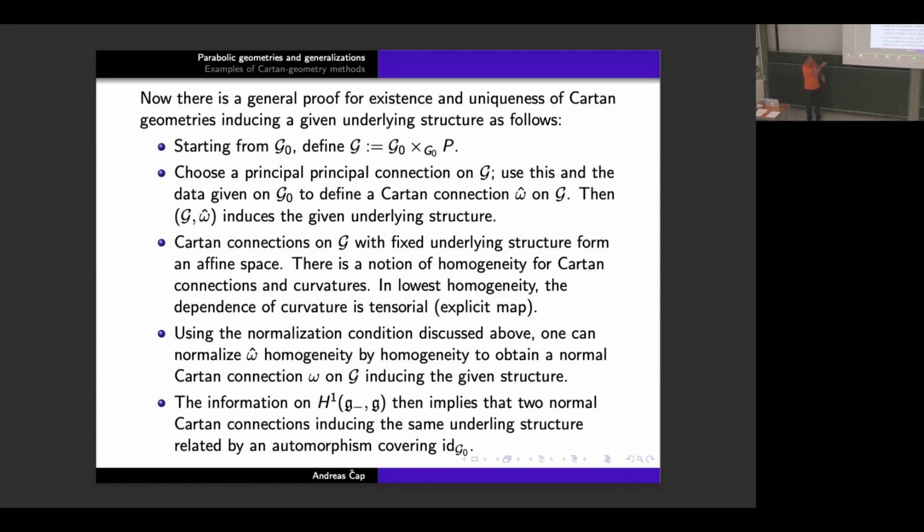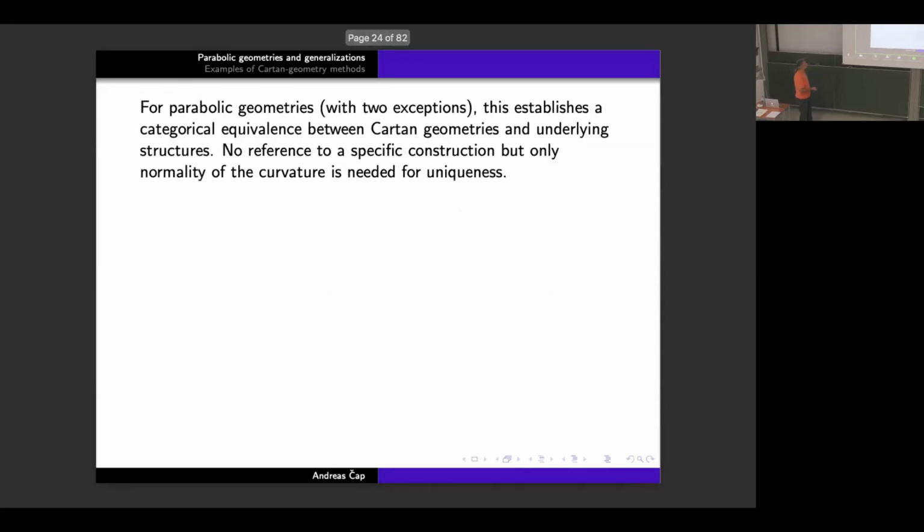I should say, this is not true for all parabolic pairs. There are two exceptions that are very well understood because they are related to projective structures and to a contact analog of projective structures. There the underlying structure is a bit more complicated than for the other parabolic geometries, but still the core of the theory just goes through. Okay, so this is what I said here. So if you take parabolic geometries, except for these two examples, sorry.